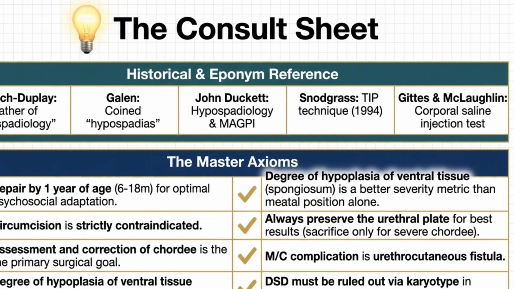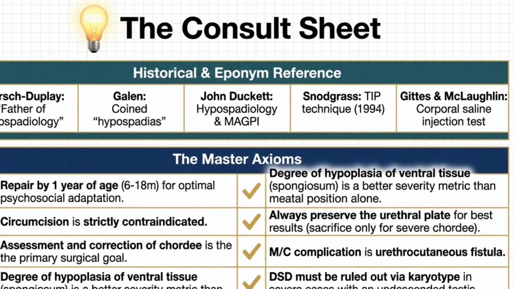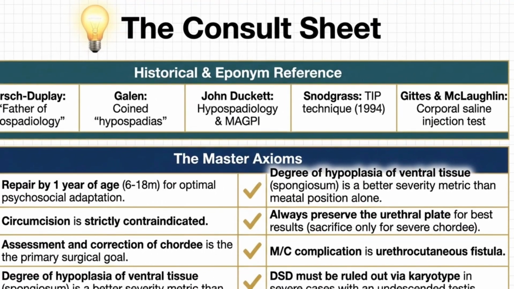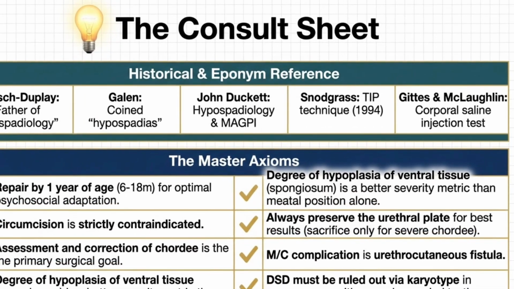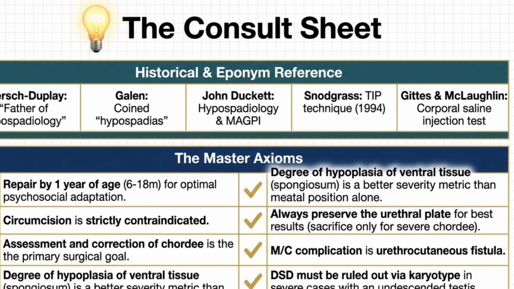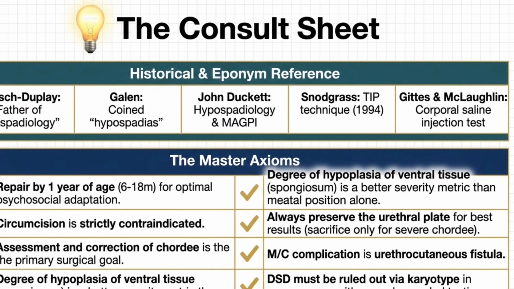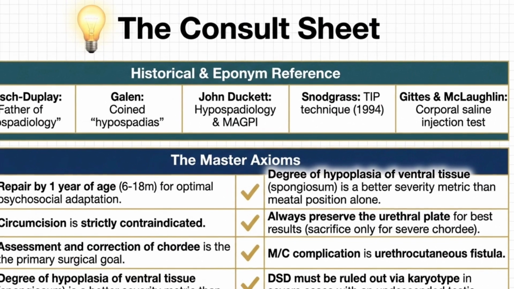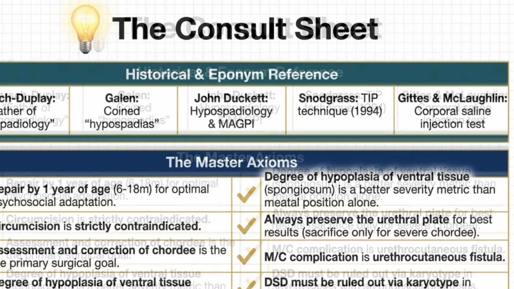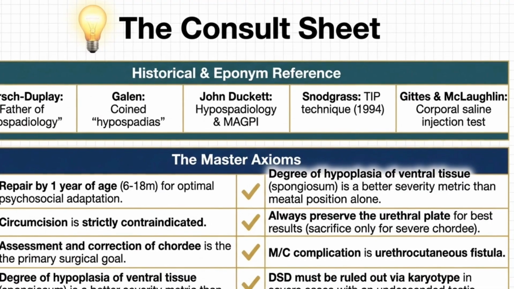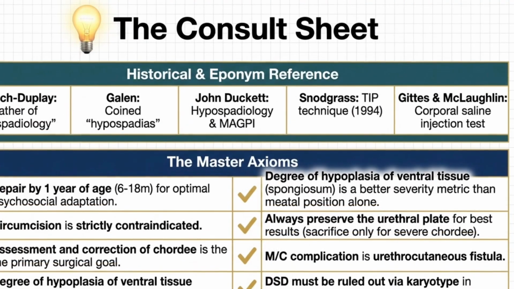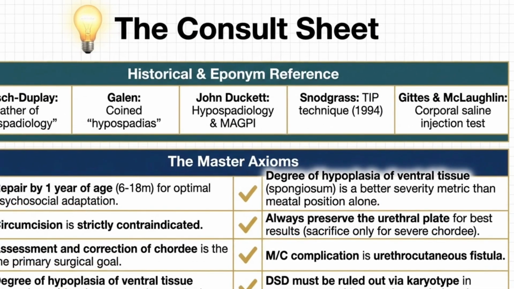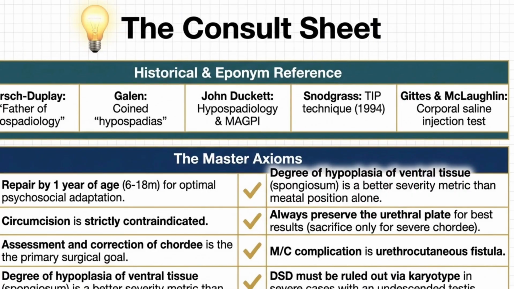The master axioms: the repair needs to be done by the age of 1 year, preferably 6 to 18 months for optimal psychosocial adaptation. Circumcision is strictly contraindicated. Assessment and correction of chordee is the primary surgical goal. Degree of hypoplasia of ventral tissue, spongiosum, is a better severity metric than meatal position alone. Urethral plate needs to be preserved and sacrificed only in cases of severe chordee. The most common complication is the urethrocutaneous fistula.